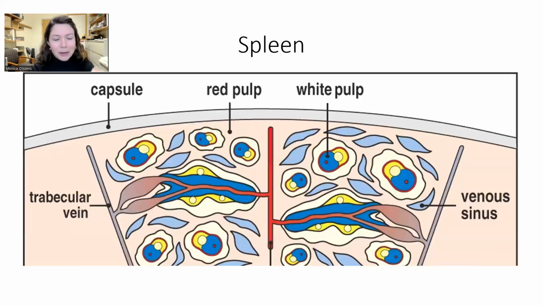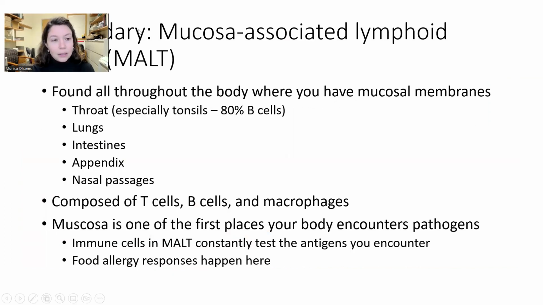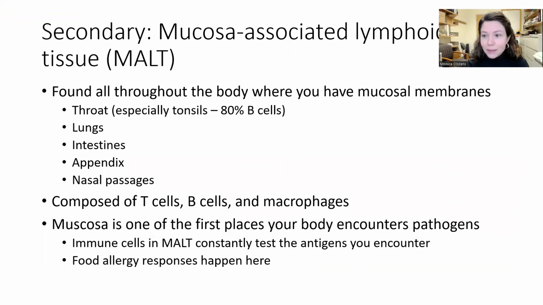Oh, here we go. This one's better. So the red pulp is here in this lightish pink color. And then the white pulp is color coded blue for T cells and yellow for B cells. If you sliced a spleen, you would see these individual little pockets. All right. Hang in there. This is one of the last secondary organs.